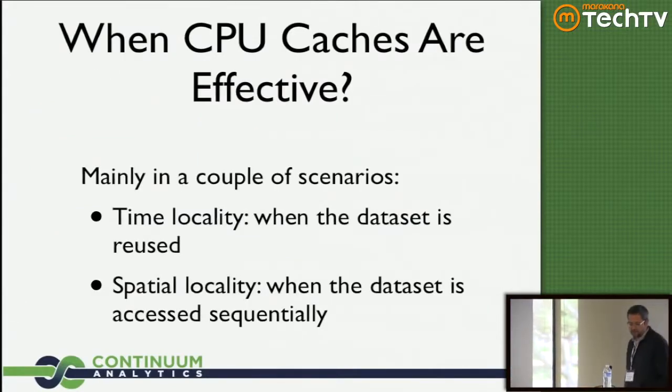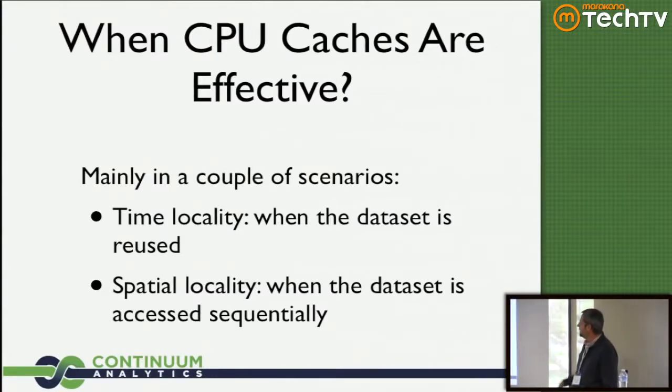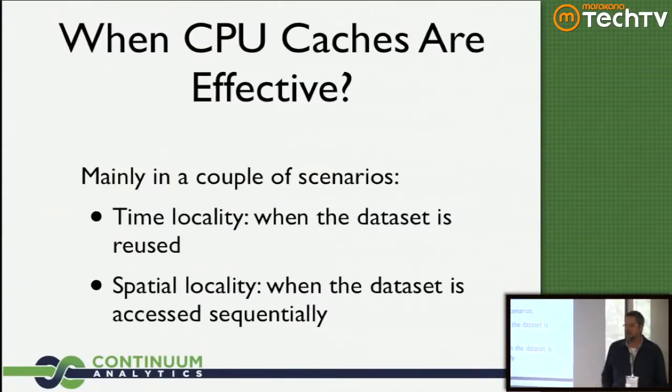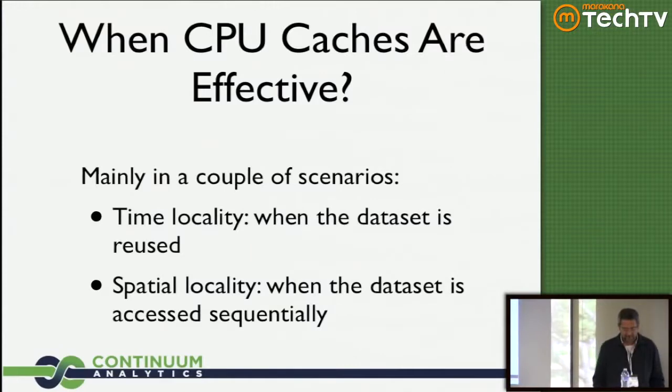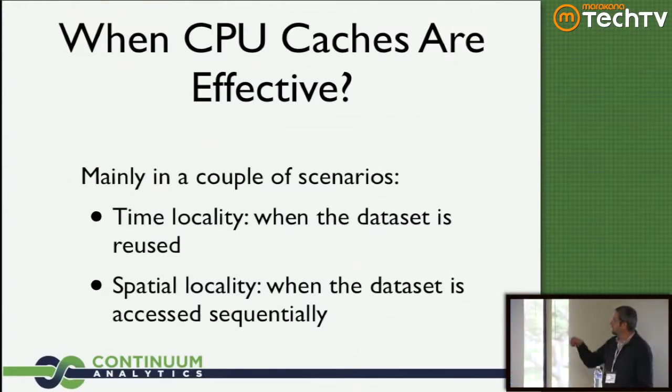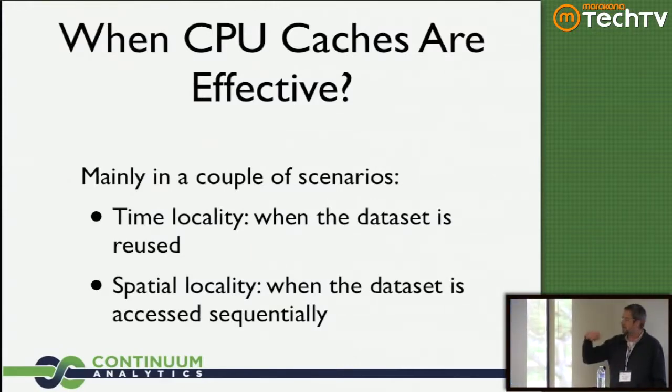So in order to actually improve our speed, we need to understand in which cases CPU caches are effective. And they are effective mainly in a couple of scenarios. The first one is when there is time locality. So this is when basically a data set, or a small part of a data set, is being reused. And the second one is when there is spatial locality. That means that the data set is accessed sequentially.